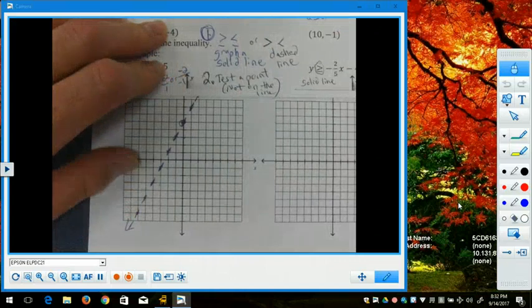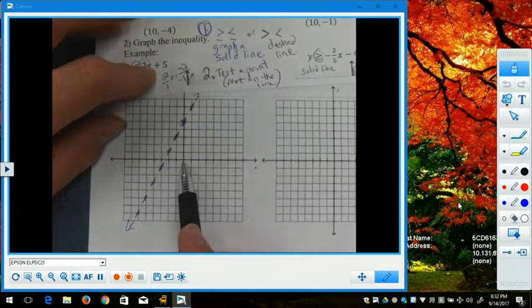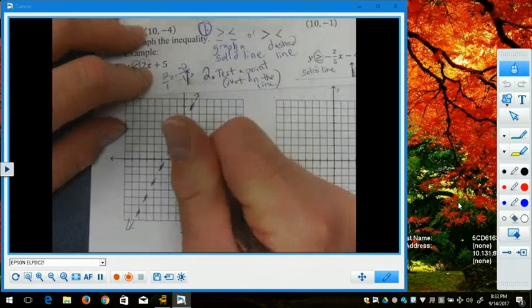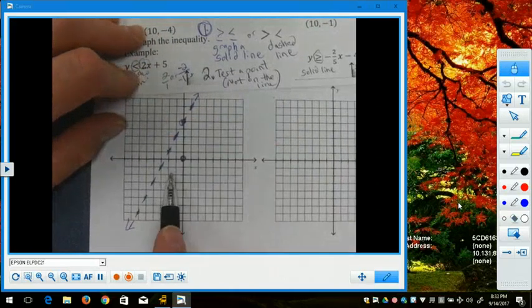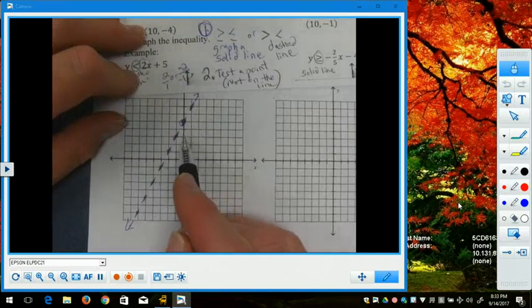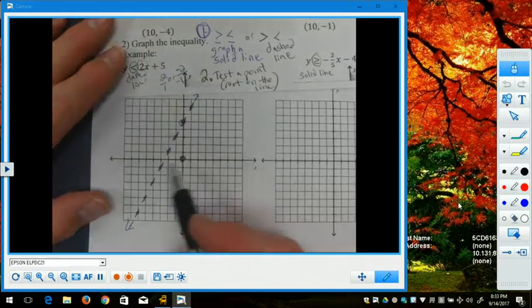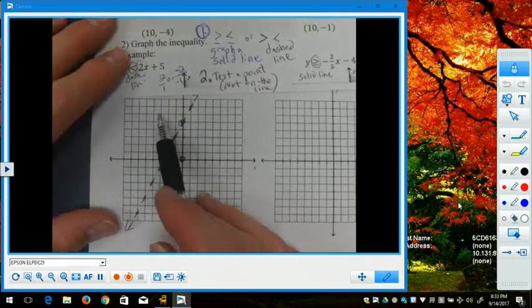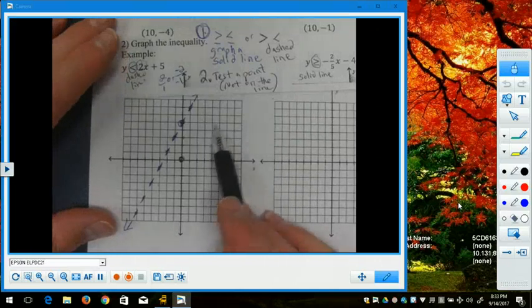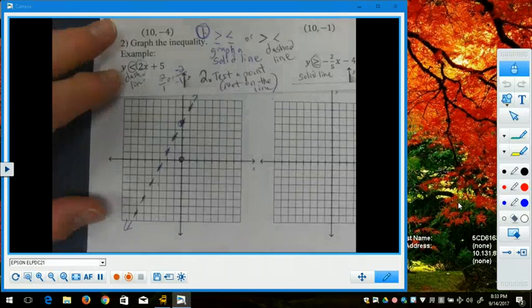This is step 2. Now, I can use 0, 0. It's a really handy test point. It's very easy to plug in 0, 0, but if that's on the line, then you can't test that. You'd have to pick something like, maybe 0, 3. If the line goes through 0, 0, you maybe want to test 0, 3 or 0, negative 5, something like that, or any other point anywhere on the graph, because either these points over here or these points over here are going to make the inequality true.